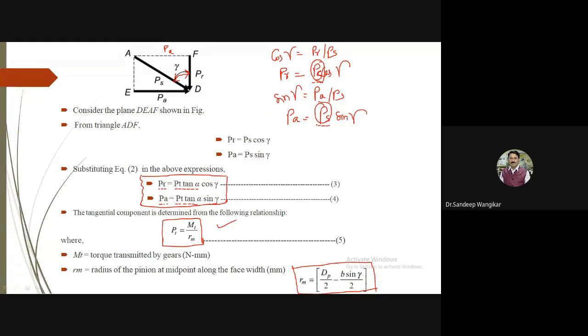So write down these formulas. PT is equal to MT divided by RM. MT is the torque transmitted by gears. RM is the radius of the pinion at midpoint. RM is given by dP by 2 minus B sin gamma by 2. And if you calculate PT, then the radial force PR you can calculate. PR is equal to PT tan alpha cos gamma and PA is equal to PT tan alpha sin gamma.